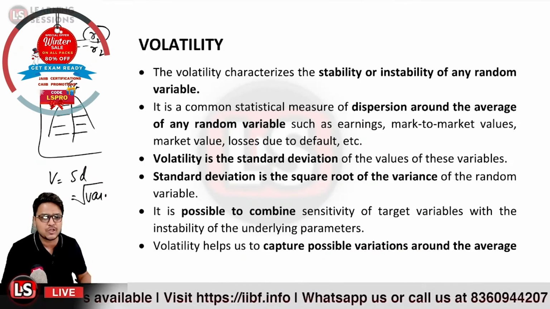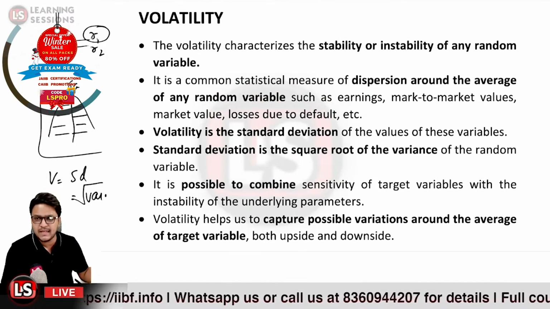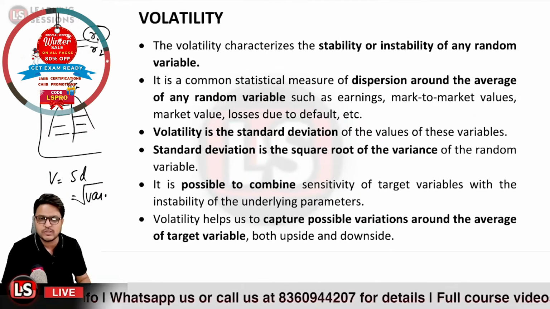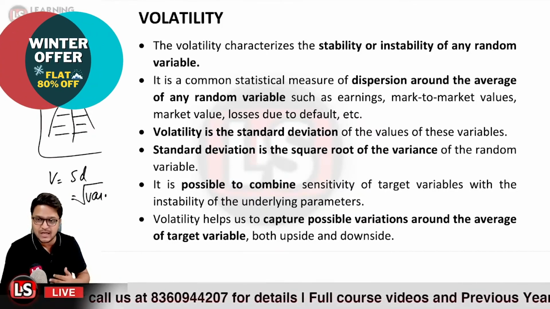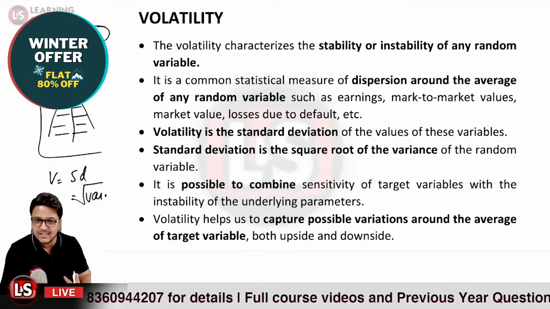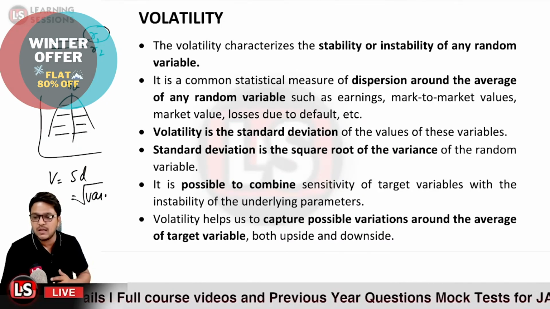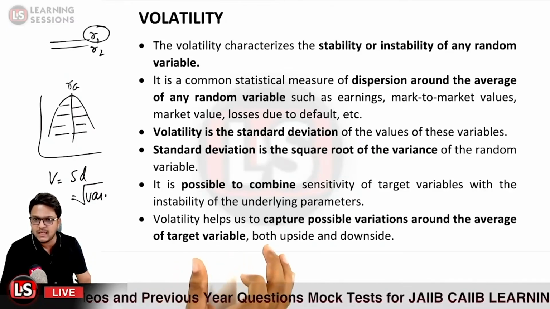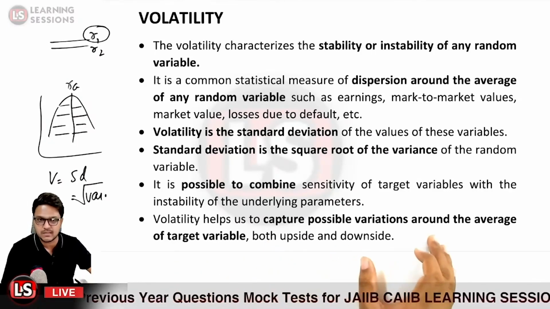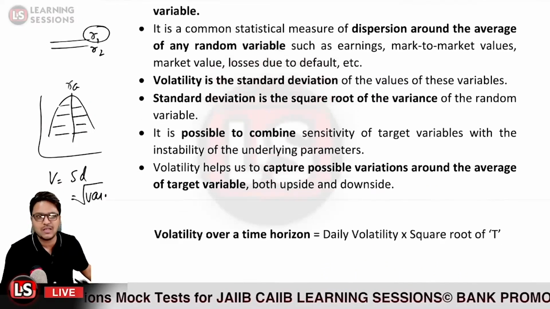Volatility helps us to capture variations around the average of the target variable, both upside and downside. So in one scenario, if the interest rate changes, it may be the case that we benefit, and in the second scenario, if the interest rate changes, we may face some kind of risk. So in the case of volatility, it is covering both the aspects. But we are basically focused on the downside potential.